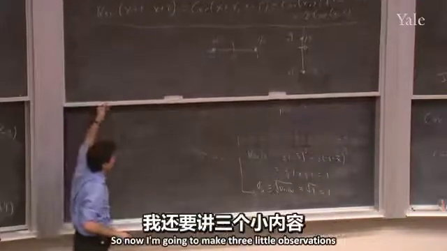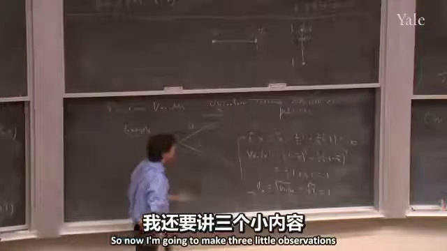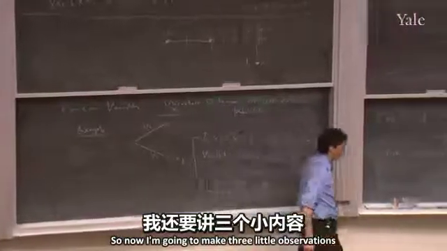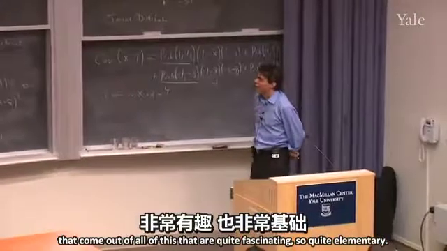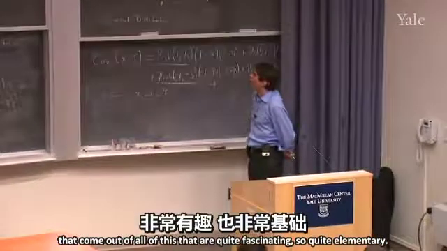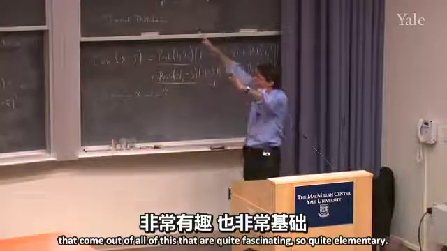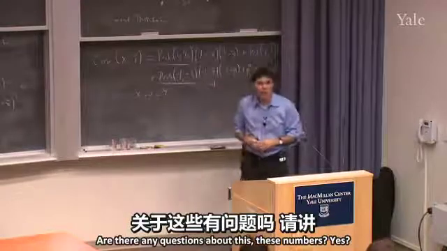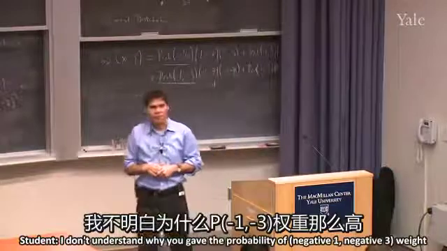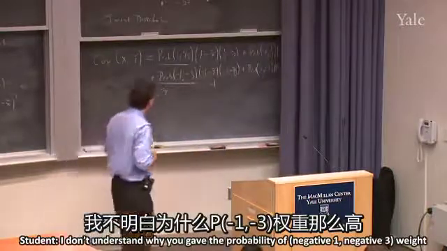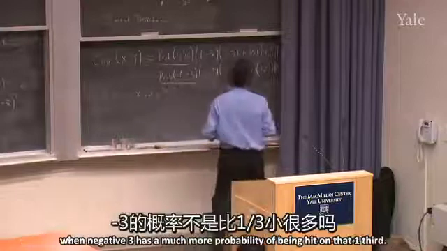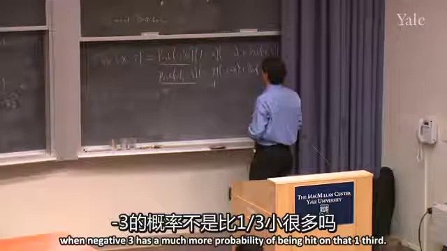to know. Okay? So now I'm going to make 3 little observations that come out of all this that are quite fascinating, yet quite elementary. Are there any questions about this, these numbers? Yes? Yeah, I don't understand why you gave the probability of -1, negative 3 weight when negative 3 has a much lower probability of being hit on than 1/3.